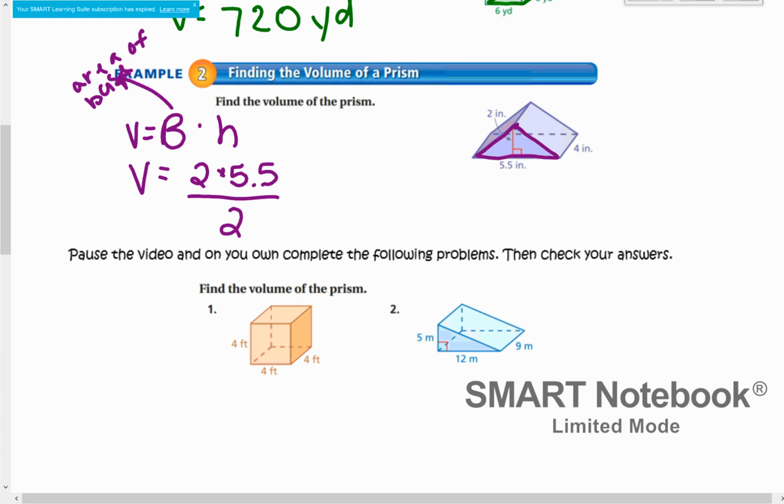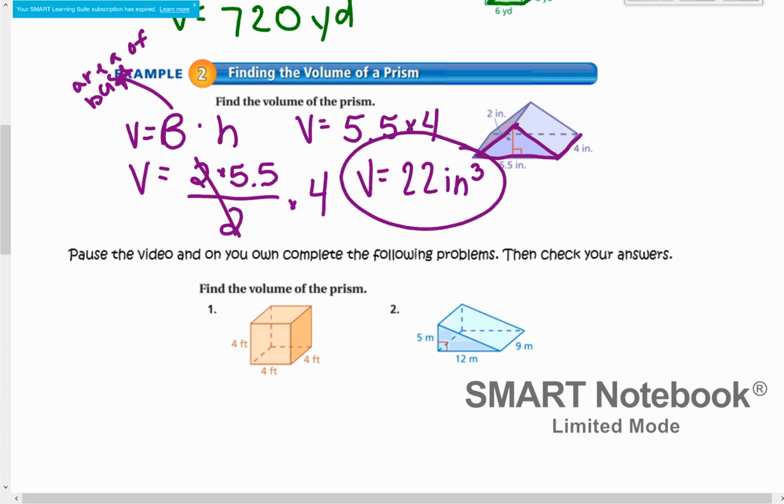Okay, then the height of that triangular prism is 4. So we're going to take that number and multiply it by 4. All right, well, we're going to notice that 5.5 times 2 divided by 2 is just going to be 5.5. Then we multiply it by our height, which is 4. 5.5 times 4 gives us a volume of 22 cubic inches, or inches cubed. Okay, so that would be our answer here.